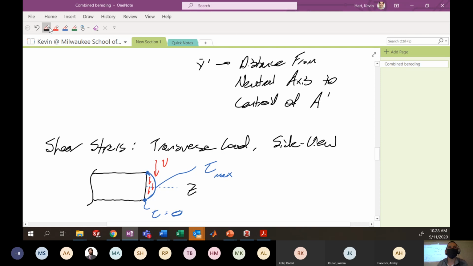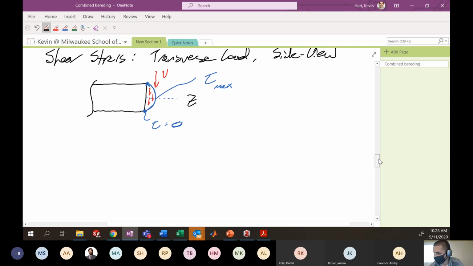How we doing? Questions? This is probably the most complicated portion, this transverse shear loading. All right. Can I blow it up? Yeah, I could. I need to have my tools available.